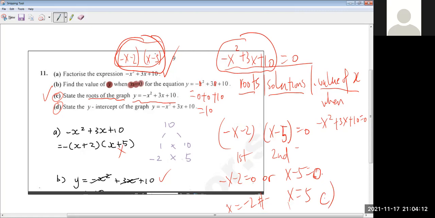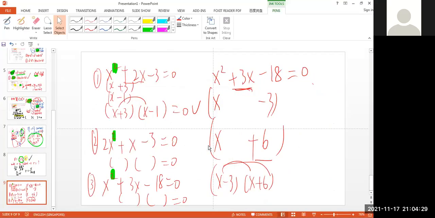Then what they say, state the y-intercept of the graph, y equals to this. So for the y-intercept, what's the meaning of y-intercept? Any idea? No.